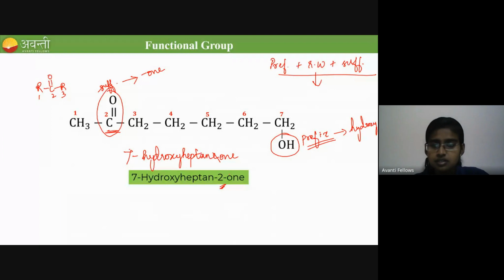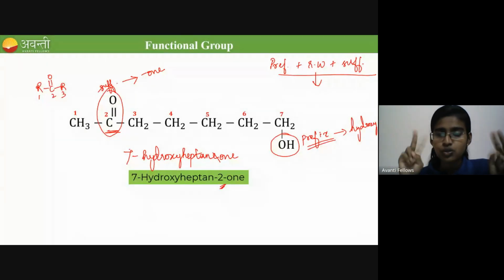Clear for all? Any doubt here in this compound? Shall we move on with the next compound? Next slide. So basically, you are all going to memorize the 2 tabular columns. One is priority table and the prefix suffix table for functional groups.